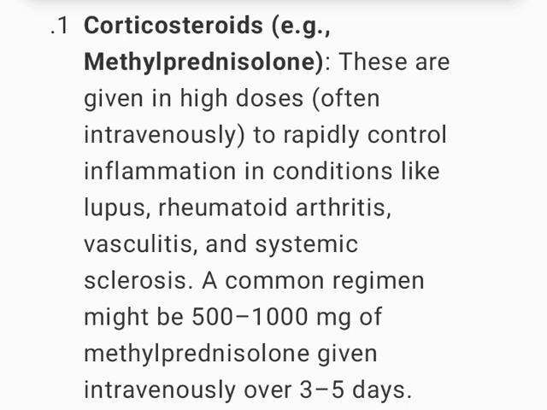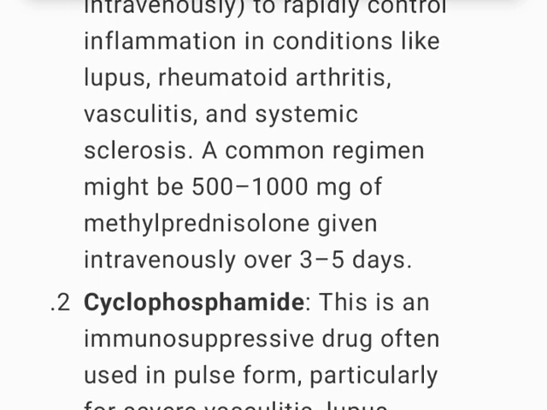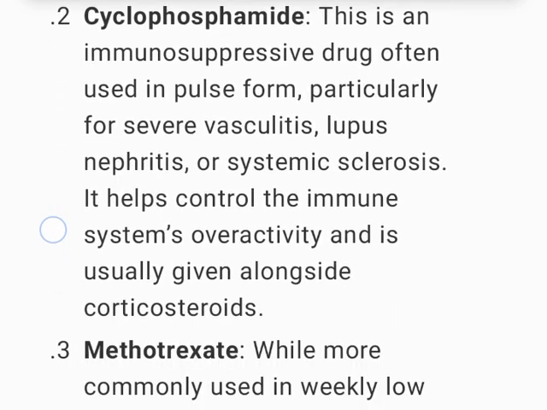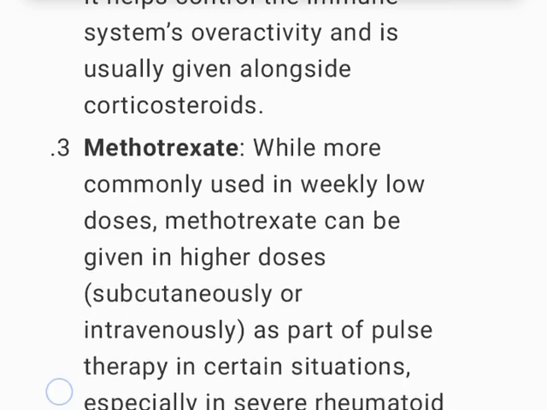These are given in high doses, often intravenously, to rapidly control inflammation in conditions like lupus, rheumatoid arthritis, vasculitis, and systemic sclerosis. A common regimen might be 500 to 1,000 milligrams of methylprednisolone given intravenously over 3 to 5 days. 2. Cyclophosphamide. This is an immunosuppressive drug often used in pulse form, particularly for severe vasculitis, lupus nephritis, or systemic sclerosis. It helps control the immune system's overactivity and is usually given alongside corticosteroids.